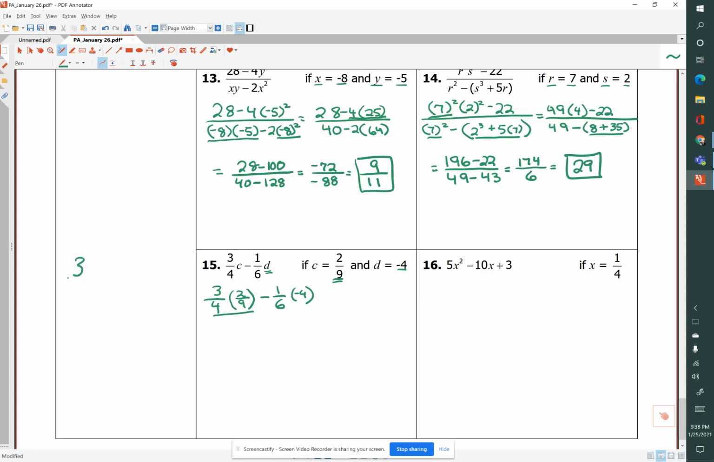I'm going to bring it over here. 3/4 times 2/9. Now 2 goes into itself 1 time. It goes into 4 2 times. 3 goes into itself 1 time and into 9 3 times, which equals 1/6. So I simplified that right away.